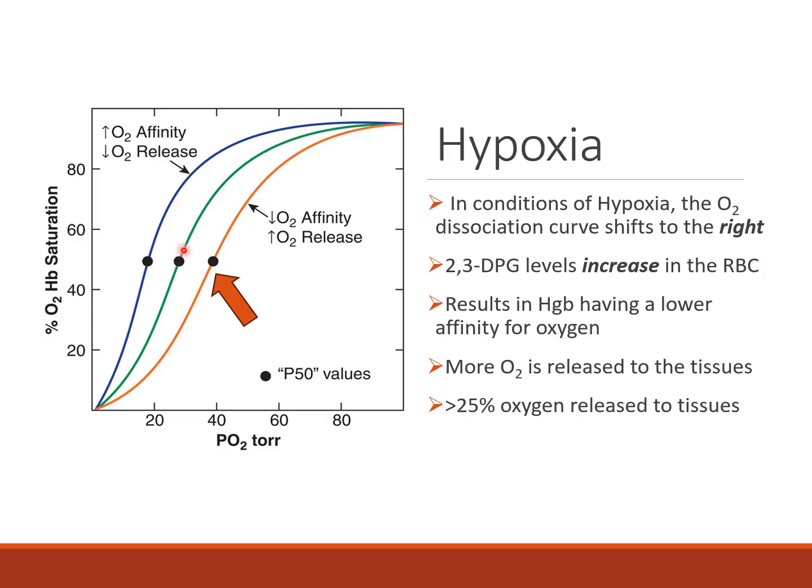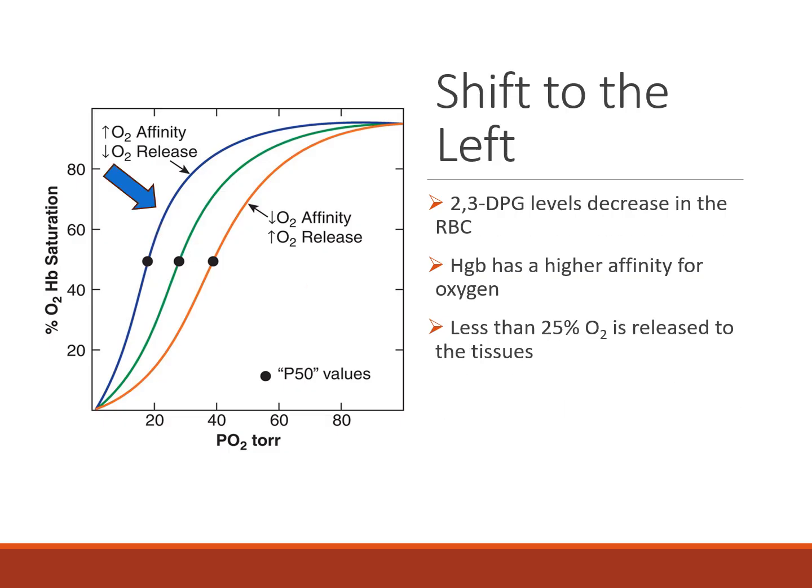Now, the opposite is true in the case of a left shift. There will be decreased 2,3-BPG. We are going to have a higher affinity and a lower release of O2. And like I said, with the left shift, the decreased levels of 2,3-BPG, hemoglobin has a higher affinity for oxygen, and less than 25% of the O2 is released to the tissues.